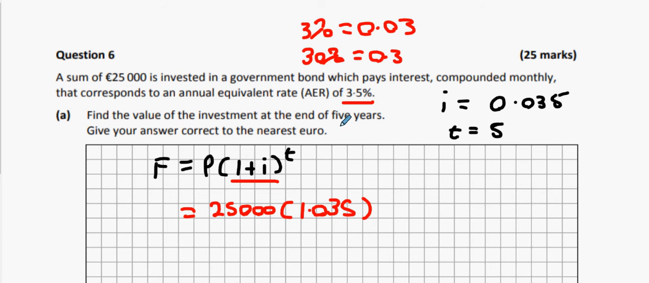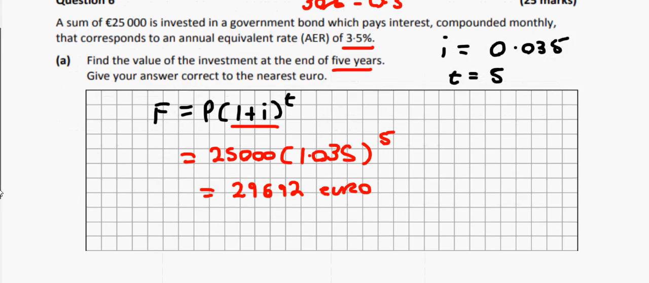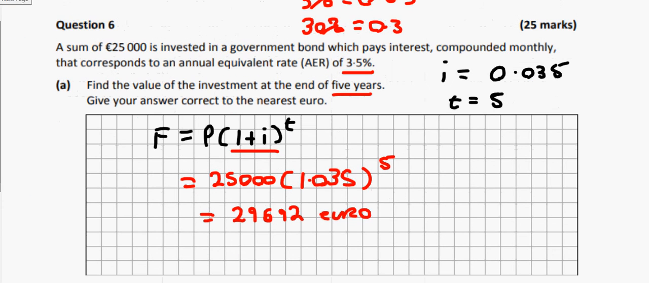How many years are you going to do it for? You're going to throw all that into the calculator. And what you should get is 29,692 euro. Right? Now, that's worth 10 marks. It'll be on. Nice, isn't it?